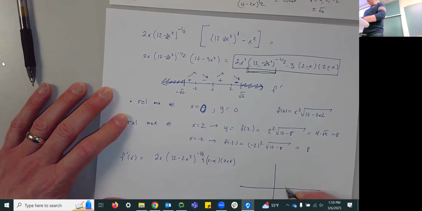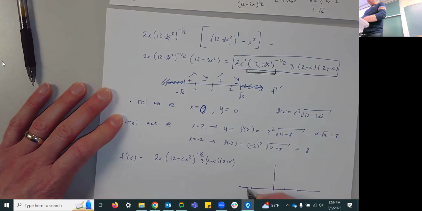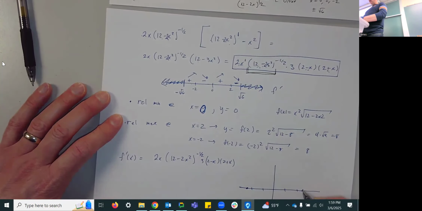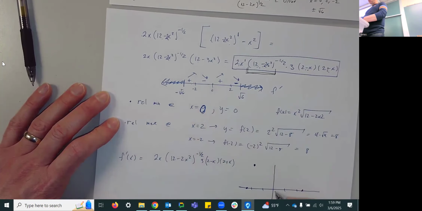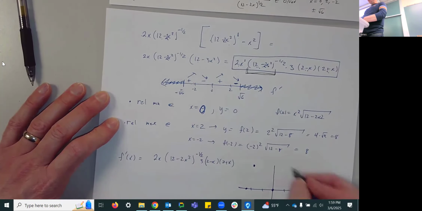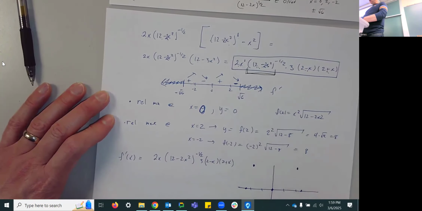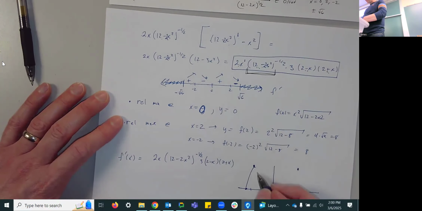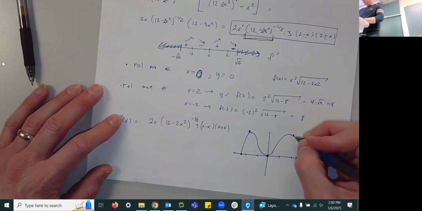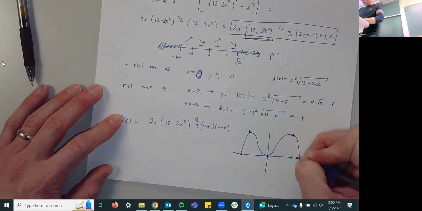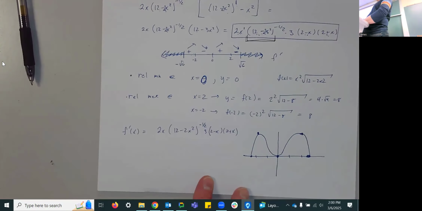So here's our graph. Our domain is everything from negative root 6 to positive root 6. And then at -2, we have a maximum. At 0, we have a minimum. At +2, we also have a maximum. And at root 6 is the end. So our graph kind of does something weird. I mean, a lot of graphs are weird. It should have a little more symmetry than I've drawn it with.